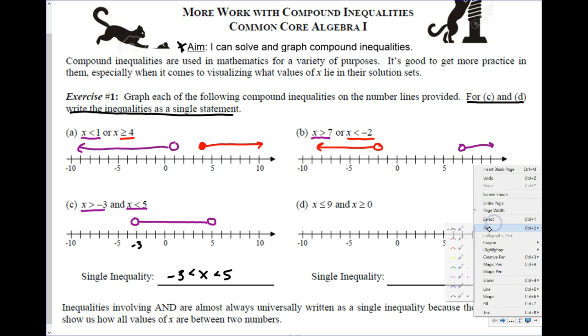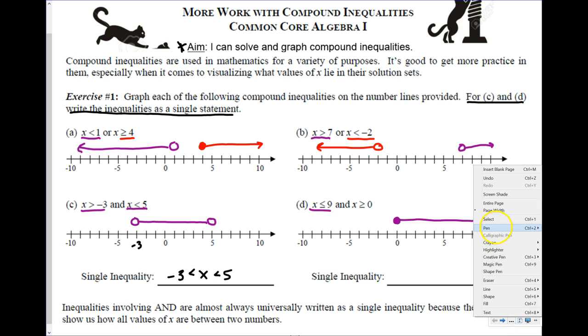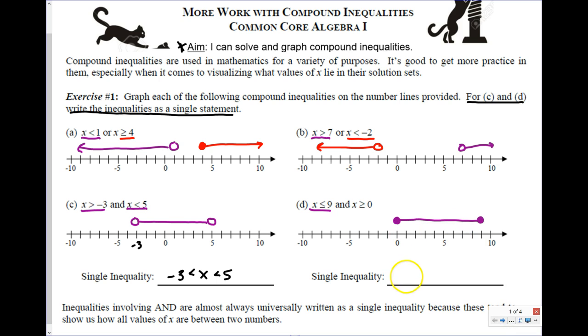Letter D, let's graph first. x is less than or equal to 10, so I put a closed circle on the 10. In the next one, x is greater than or equal to 0, so a closed circle on 0, and I connect them this way. As a single inequality, what two numbers is this between? It's between 0 and 10. So I'm going to put x is between 0 and 10. Notice I'm keeping my same inequality signs here with less than or equal to.